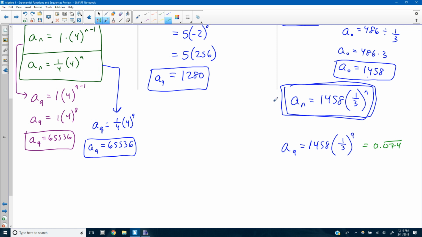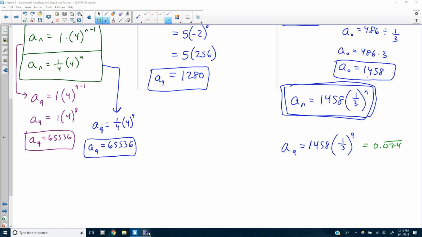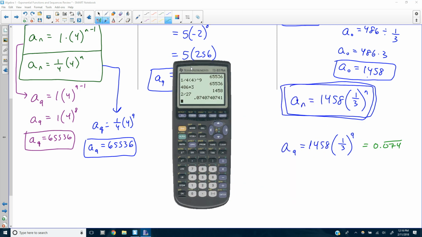So when I go to the calculator here and I want to do this instead, 1458 times 1/3 to the 9th power, I should be getting the same decimal. Okay, cool. So I got the same decimal.